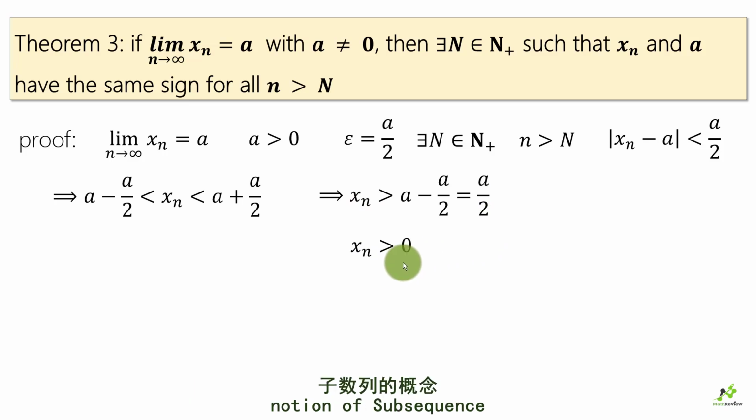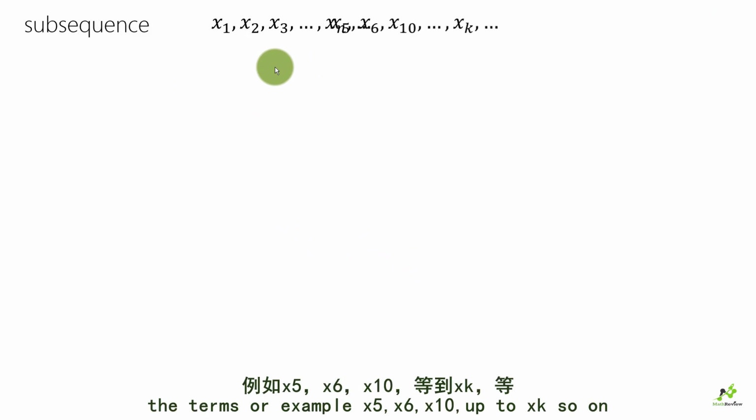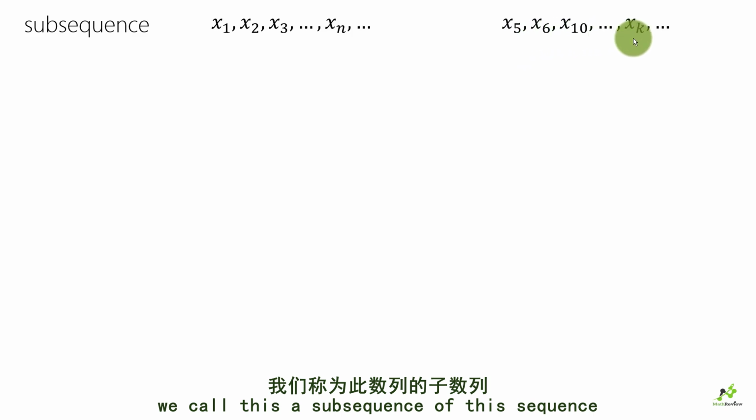Notion of subsequence. Suppose we have this sequence. Let's take from this sequence the terms, for example, x5, x6, x10, up to xk, and so on, and order them in increasing order of their indexes.